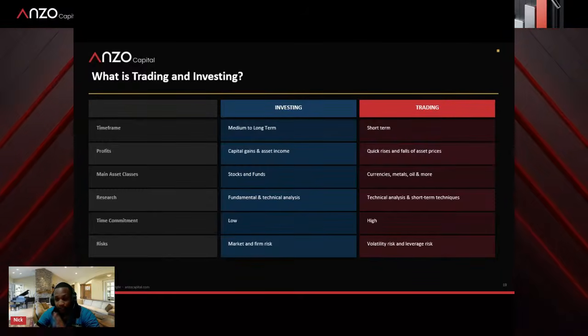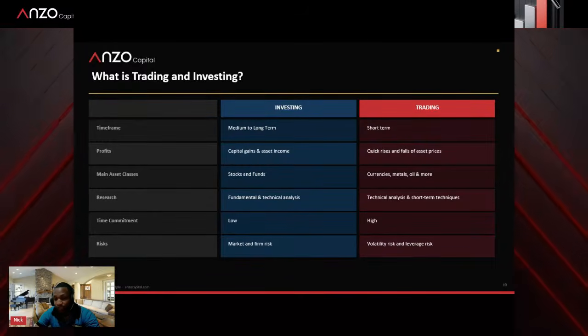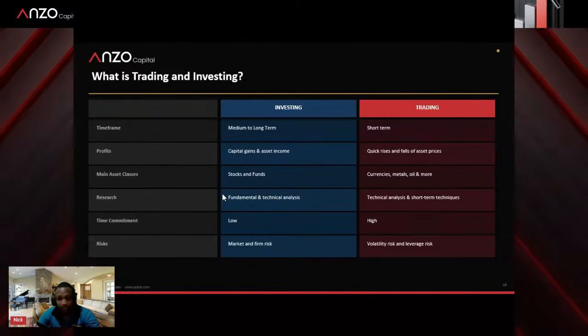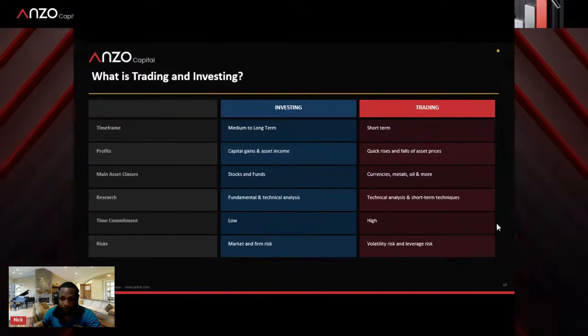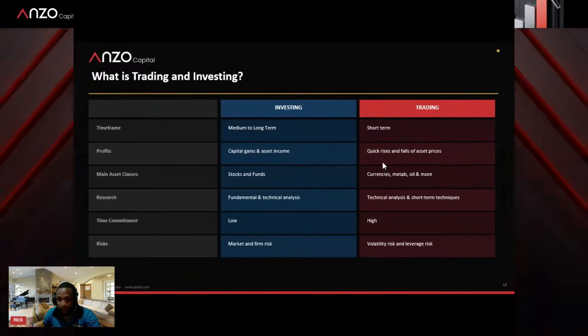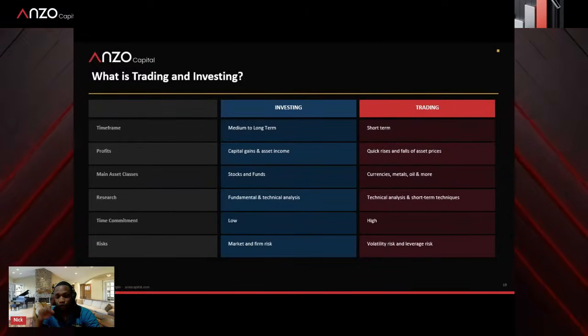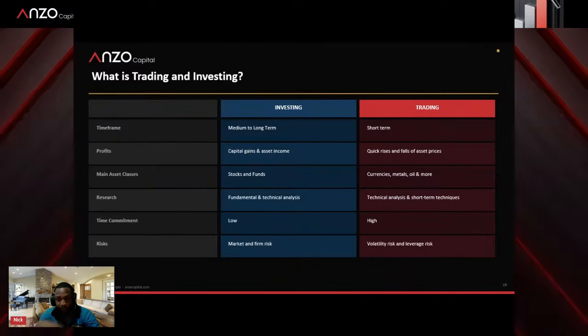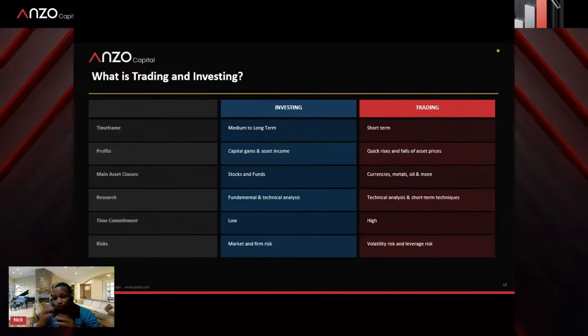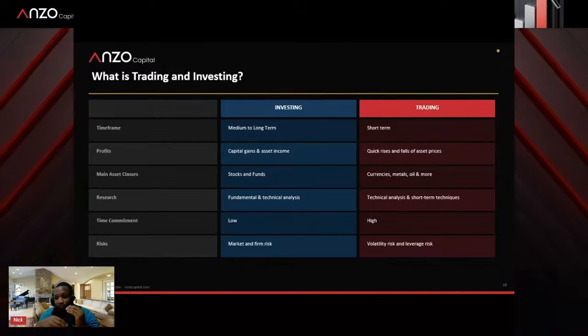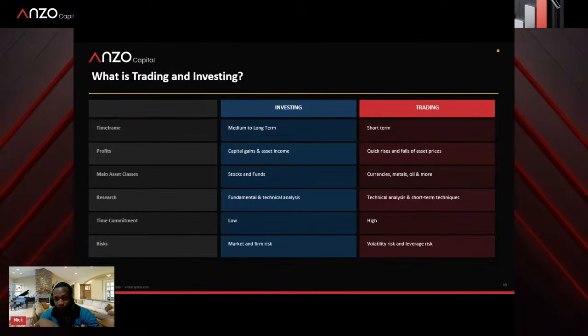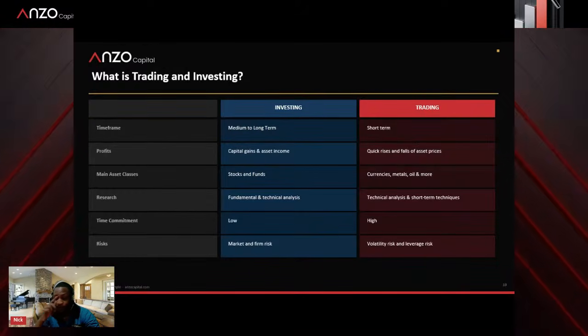On trading, on the other side, the risk comes from volatility risk and leverage risk. Volatility risk is the sudden, quick rises and falls of asset prices, the market pushing up and pushing down. Like I said, you buy when the market is going up and sell when it's going down. Should you do the opposite, you're going to be on the negative side, and that's when you'll be facing some risk in the market.